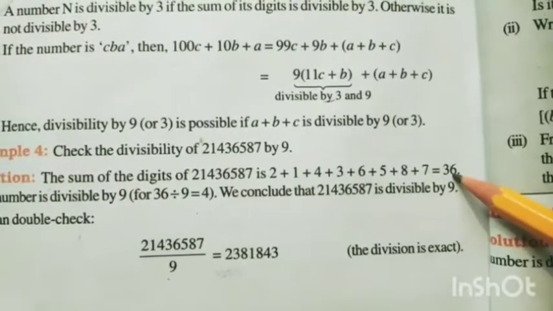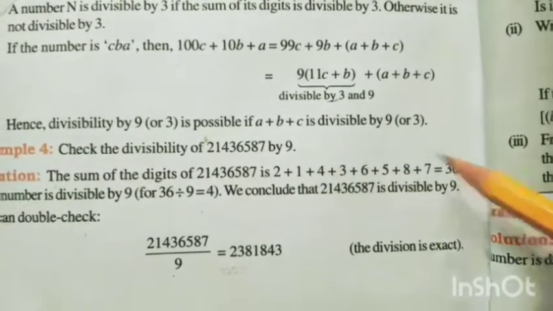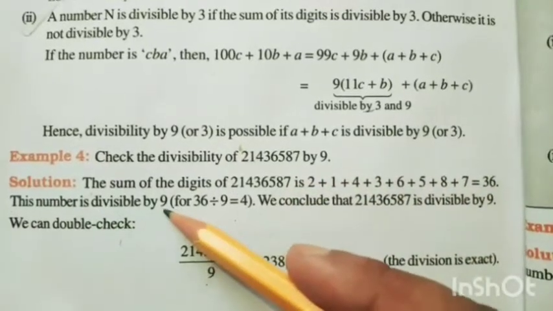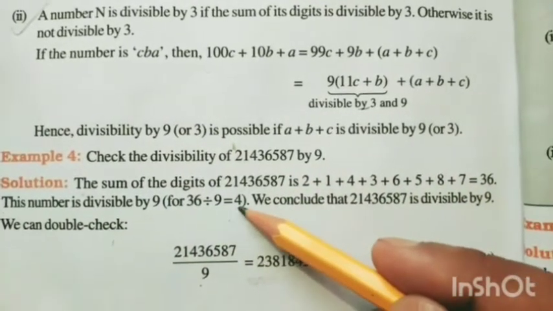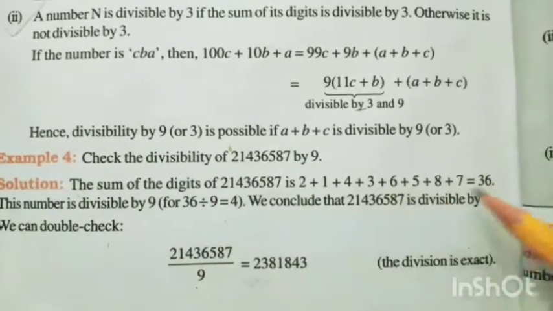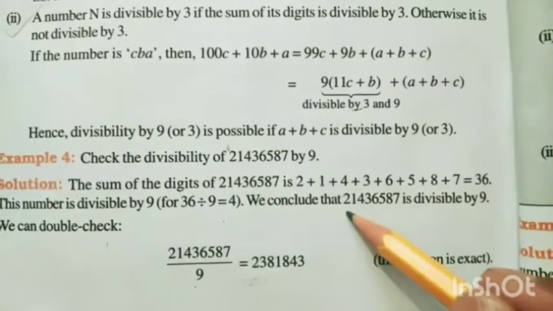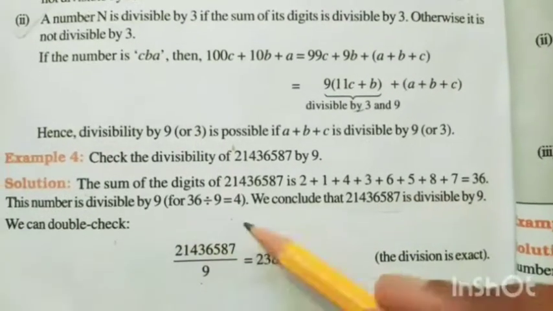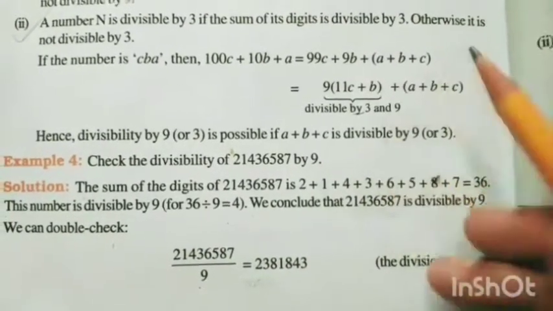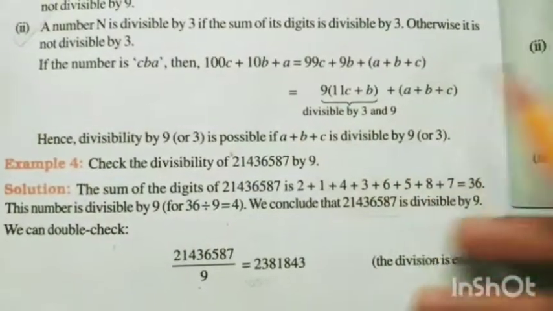Now you have to check whether this 36 is divisible by 9 or not. 36 divided by 9 equals 4. Yes, so 36 is divisible by 9. That's why this whole number is divisible by 9. In this way you have to check the divisibility by 9. And same for 3 also.